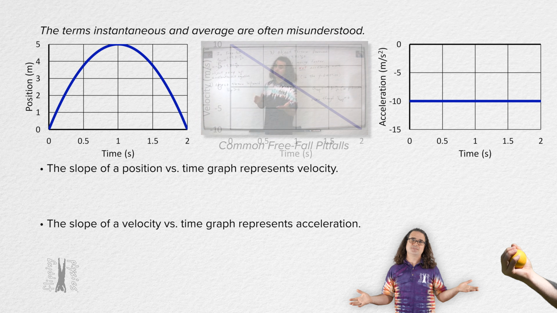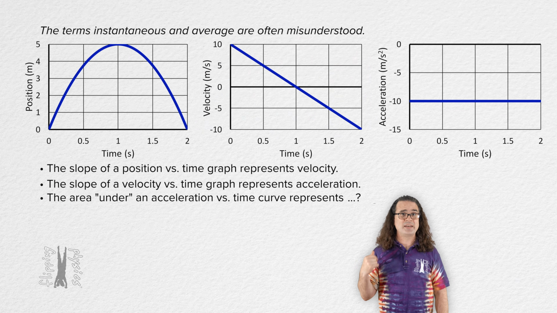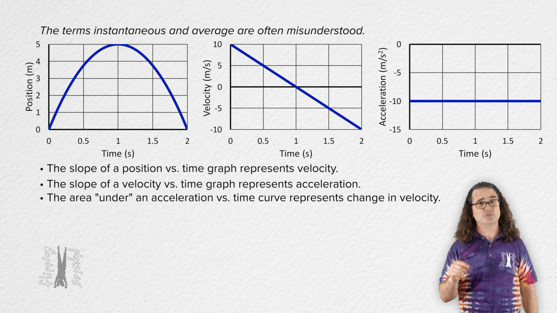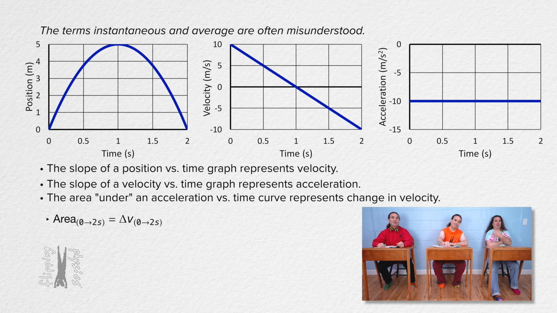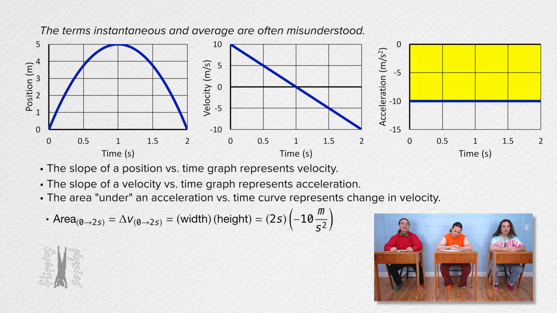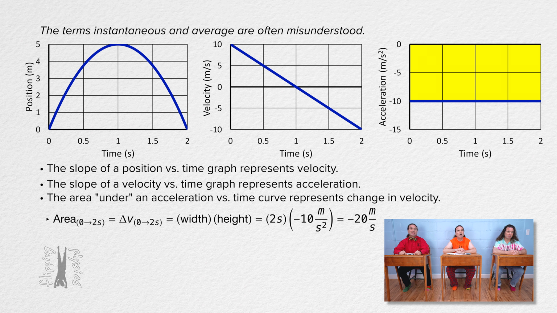Okay, class. What is the area under an acceleration versus time curve? Change in velocity. Bo, please determine the change in velocity of the object from 0 to 2 seconds. Sure. The area under the acceleration versus time curve from 0 to 2 seconds equals the change in velocity from 0 to 2 seconds. The shape of that area is a rectangle, and the area of a rectangle equals width times height. So 2 seconds times negative 10 meters per second squared, and that equals negative 20 meters per second.